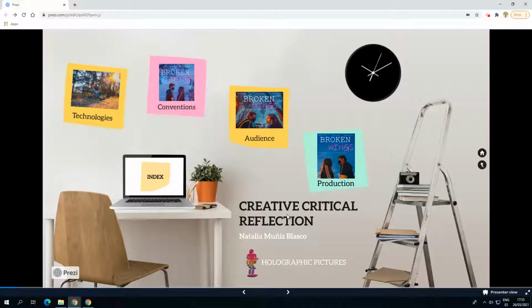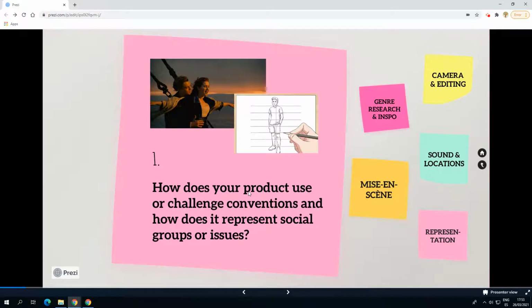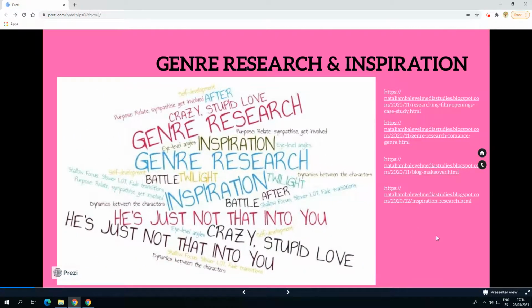Right, so the first question that I'm going to analyze is how does your product use or challenge conventions and how does it represent social groups or issues? So, firstly, the genre research and inspiration. Here, I have a word cloud explaining overall what this topic is about and some links to my posts that I will show you later on.